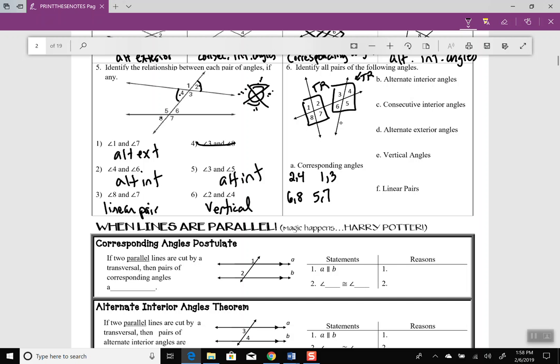Alternate interior angles, again on the inside. So 2 and 6, and 3 and 7. So on the inside and then alternating sides. So 2 and 6, and then 3 and 7.